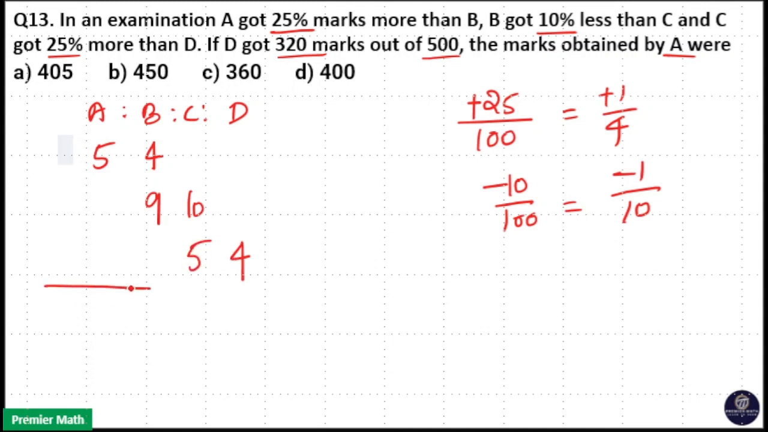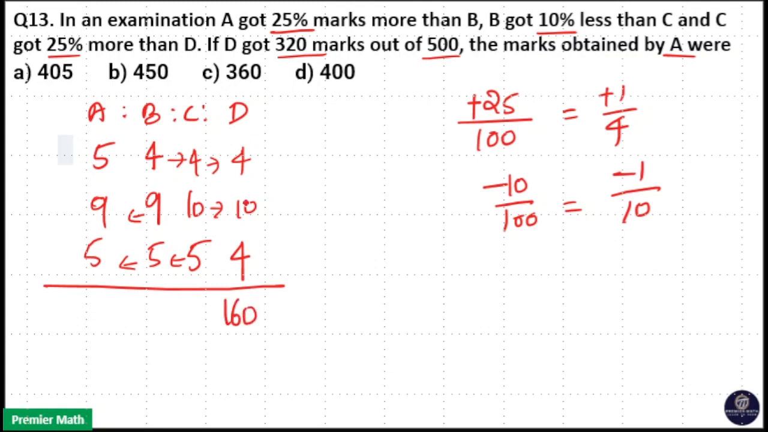So, when you calculate, 5 will come here, 5 will come here. 9 will come here, 10 will come here. 4 will come here, 4 will come here. So, 4 into 4, 16. 16 into 10, 160. Here, D is 160. But here it says D got 320 marks out of 500. That is, 160 is 320.